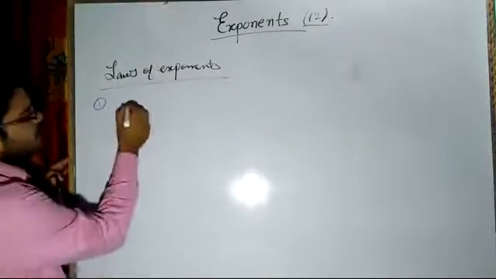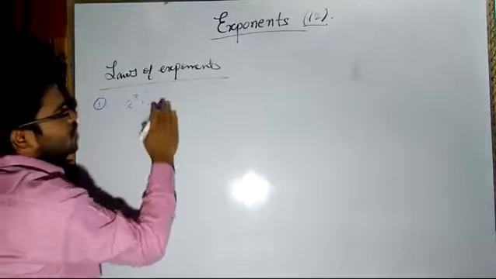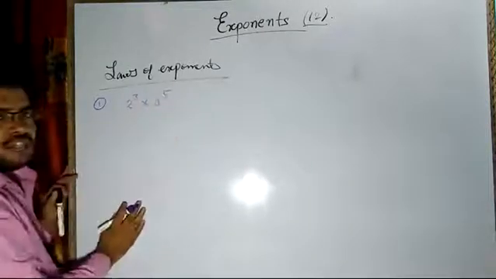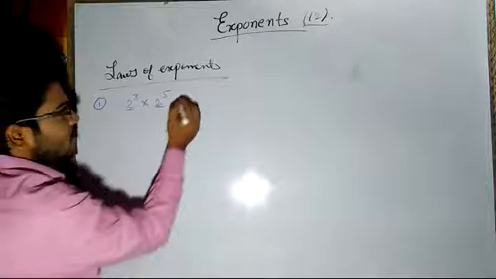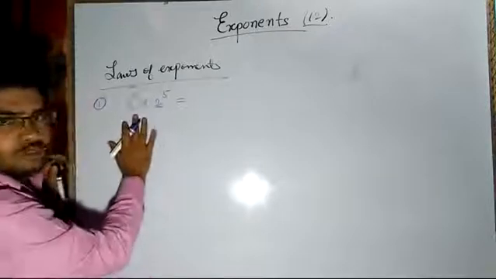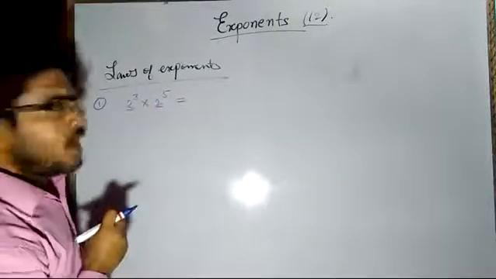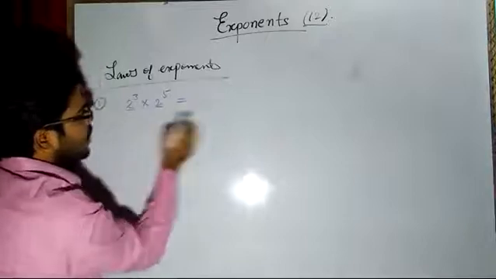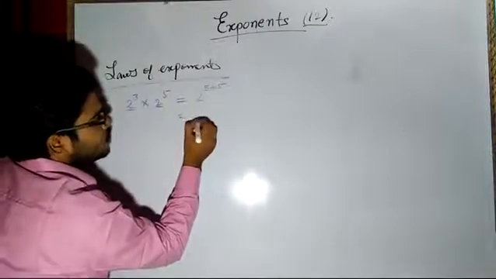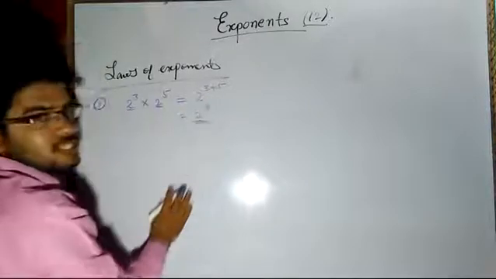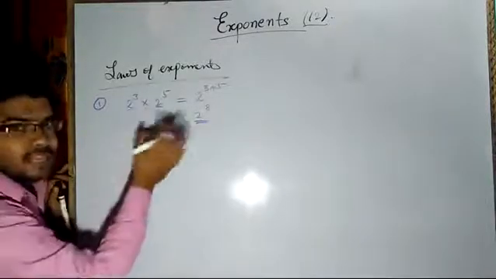Suppose I have a number like 2 raised to power 3 multiplied with 2 raised to power 5. Understood? This 2 is the base, and here again 2 is the base, same base, powers are different. Then we can write it in single form; these are two numbers separated by multiplication. To make it one number, I can write 2 raised to power 3 plus 5, that means 2 raised to power 8. This will be your answer, written in single form. This is law 1, addition of the powers provided the bases are the same.